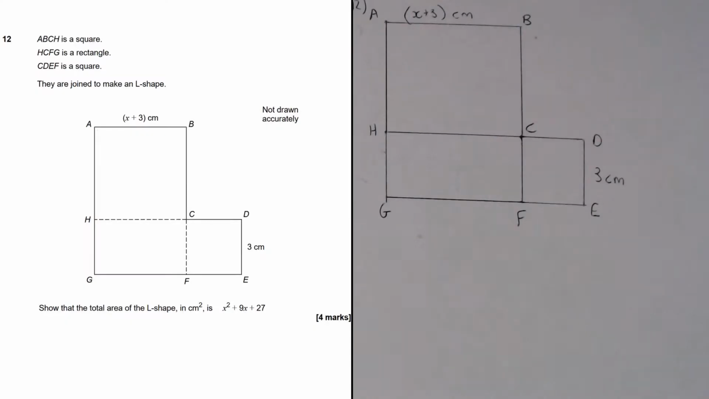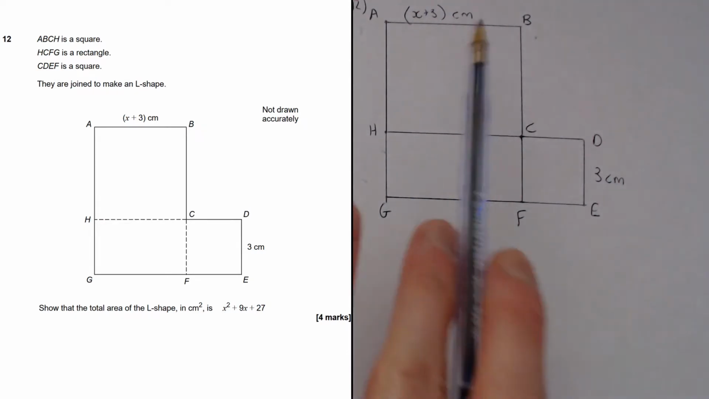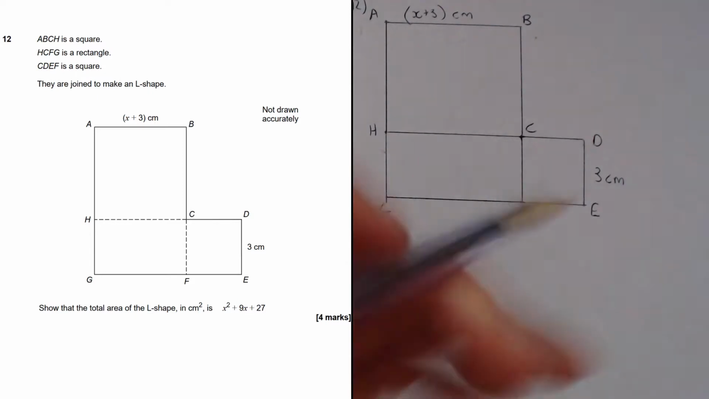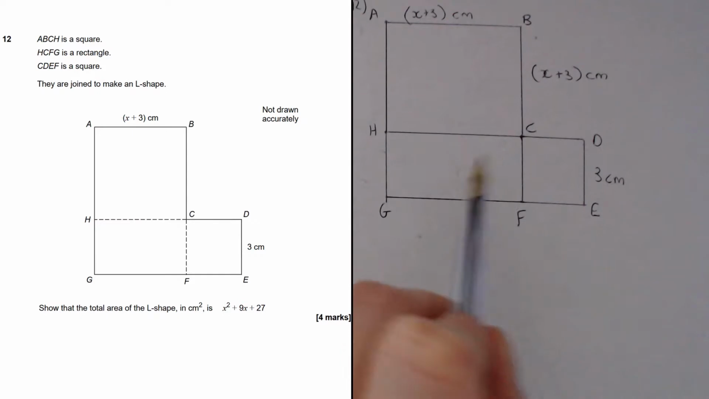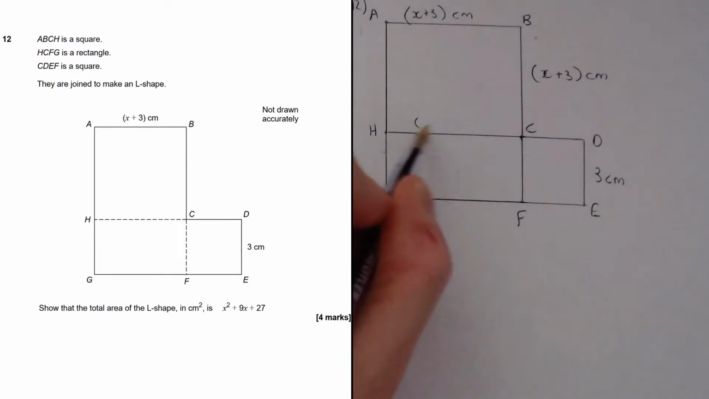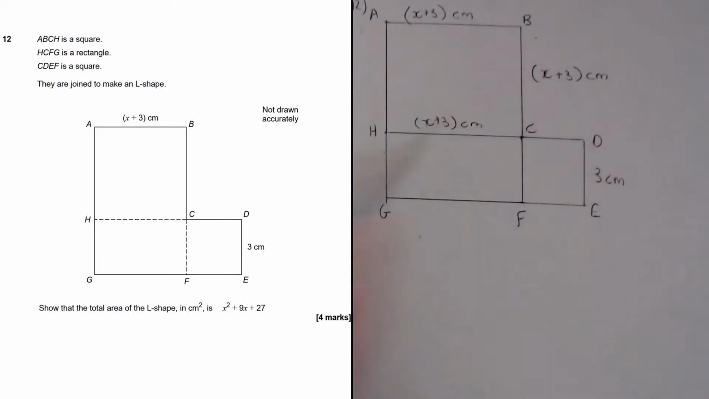In question 12, we are given this L shape, and we are asked to show that the total area of the L shape in centimetres squared is x squared plus 9x plus 27. We are given that ABCH, so this shape here, is a square. And that's useful because we know that the sides are all the same length. So this tells us that BC must be x plus 3 centimetres, so must HC, and likewise AH is x plus 3 centimetres.